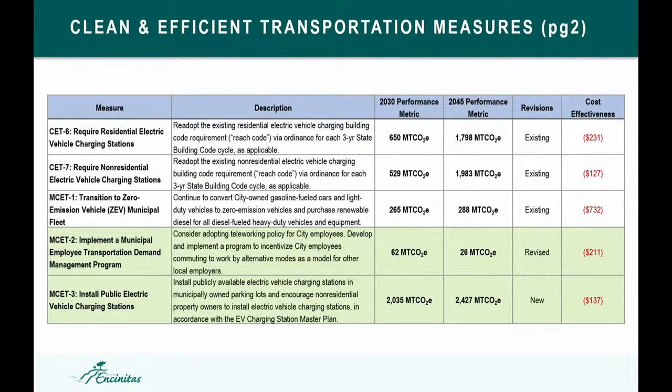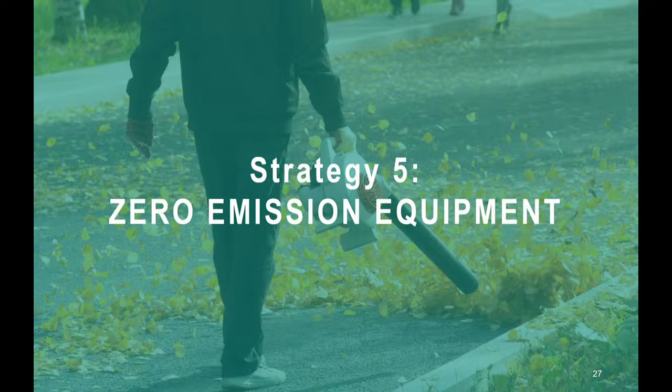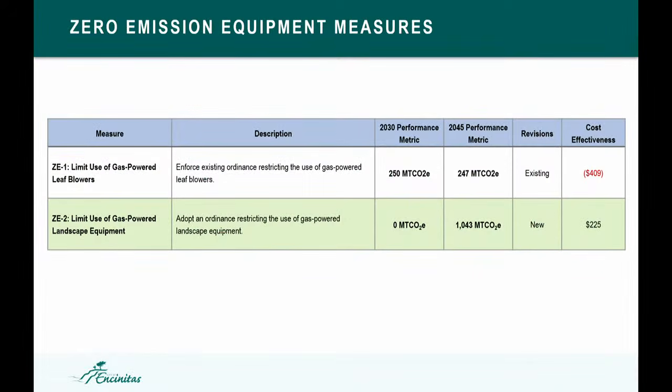All right, so moving on to strategy 5, zero emission equipment. This strategy seeks to reduce emissions associated with gas-powered landscaping equipment. Measure ZE1 is an existing measure in the 2018 CAP, and the ordinance has been in effect since 2020, and this limits the use of gas-powered leaf blowers in the city. And Measure ZE2 is a newly proposed measure, and this would limit the use of all gas-powered landscape equipment in the city. And this measure doesn't have a performance metric for 2030, as the ordinance wouldn't take effect until after 2030.